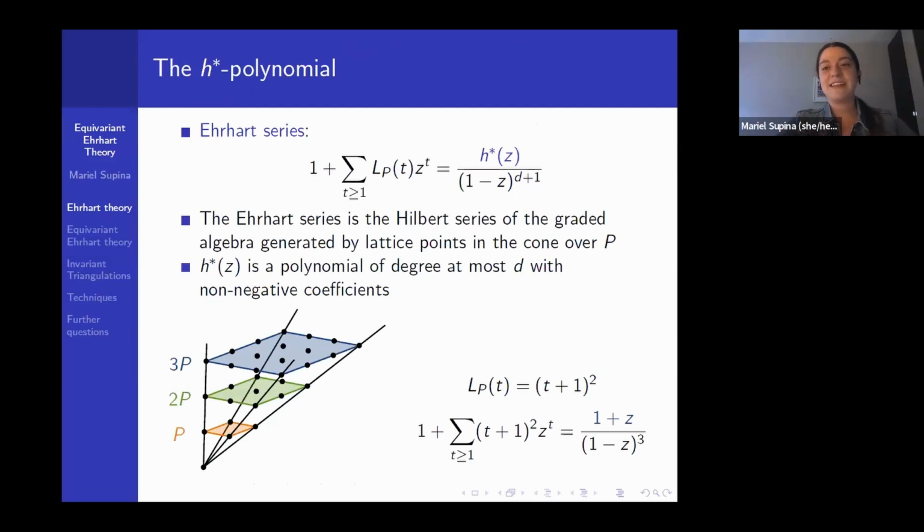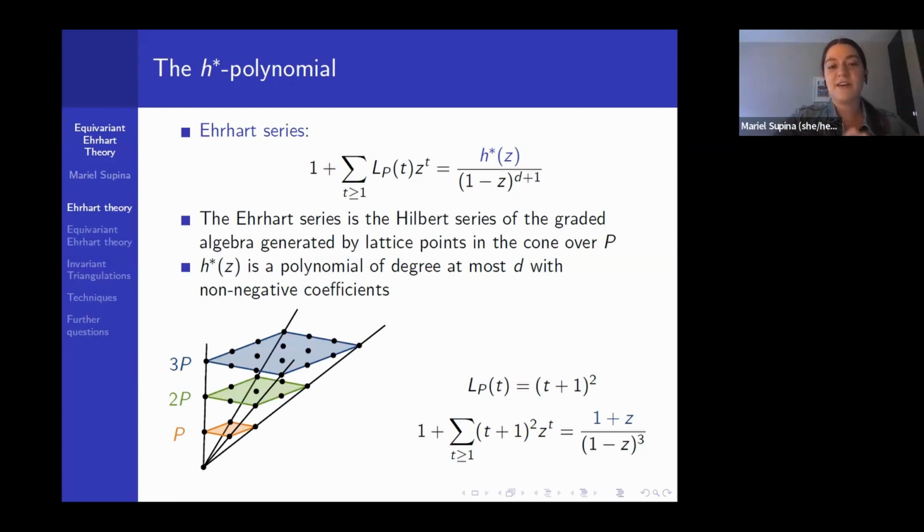Okay, so then as combinatorialists, we often like to take our sequences and use generating functions to think about them, instead of just thinking of a sequence of numbers. So we do that here. We construct the generating function where the coefficient of z to the t is the lattice point enumerator, the number of integer points in the dilate tP.